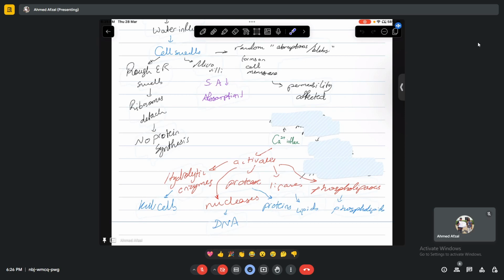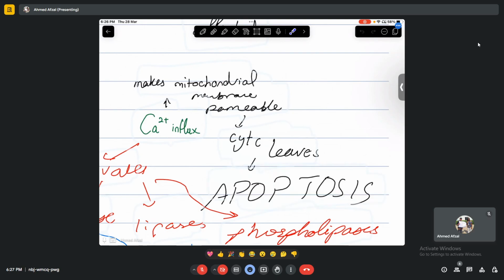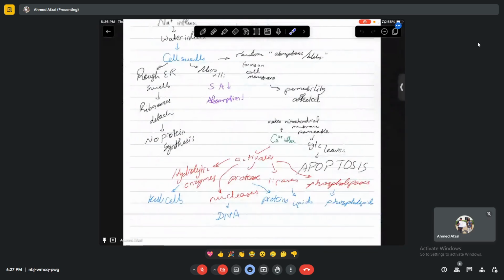That's what the calcium influx does. What it also does is mess up the mitochondrial membrane, and this is the most important point. It makes the mitochondrial membrane more permeable. Now, if you remember, the mitochondrial membrane had a lot of proteins embedded in it. Those were the electron transport chain proteins. And what would happen when they leave? They would trigger apoptosis.